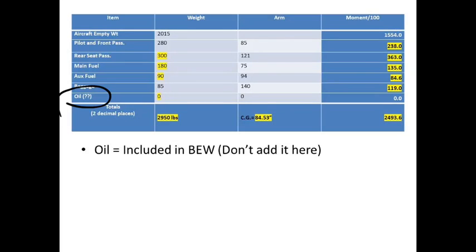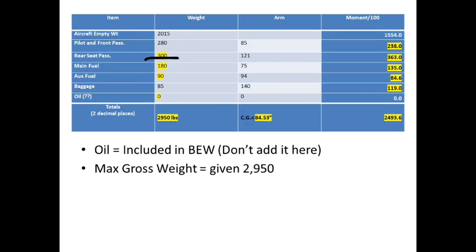So you were also given a maximum gross weight of 2,950 pounds, and you have all of the other weights in your scenario. So all you have to do is come up with how many pounds are left to account for your main fuel. Just add the numbers up, subtract from the 2,950 to come up with how many pounds are left, and that's what your main fuel would be. Because your scenario said to put as much main fuel in to bring you up to maximum gross weight.